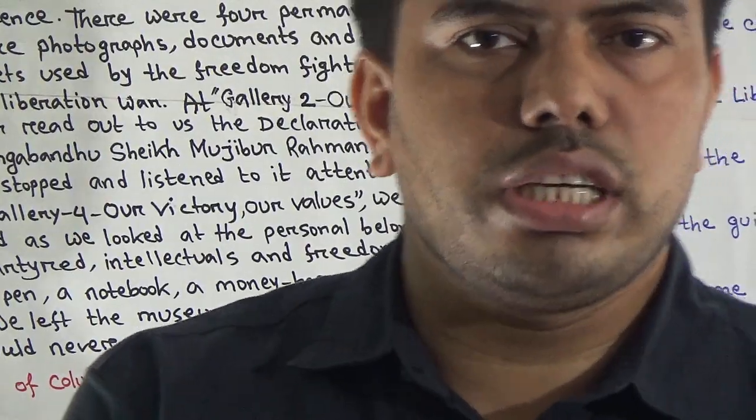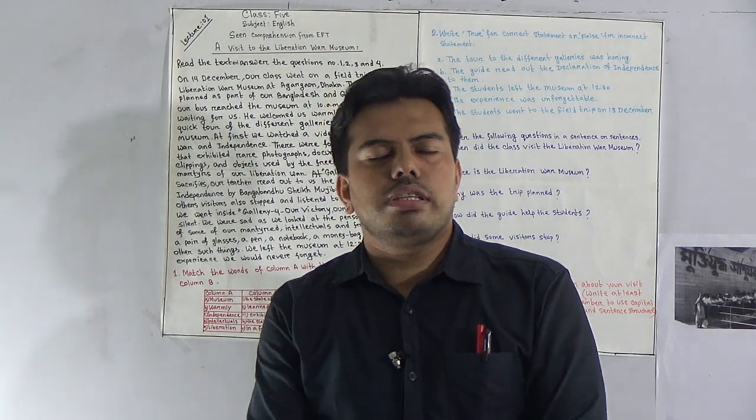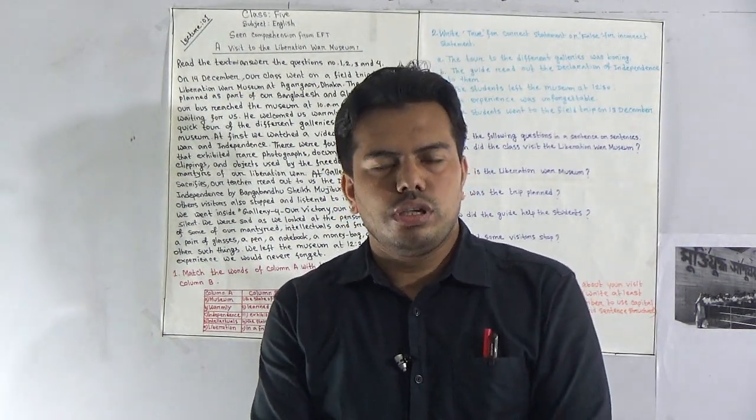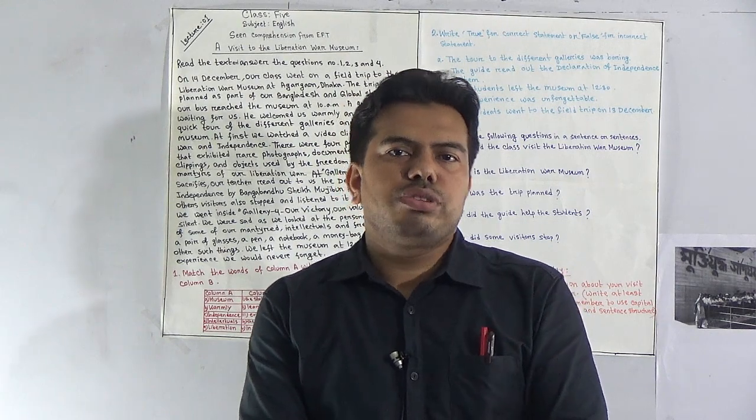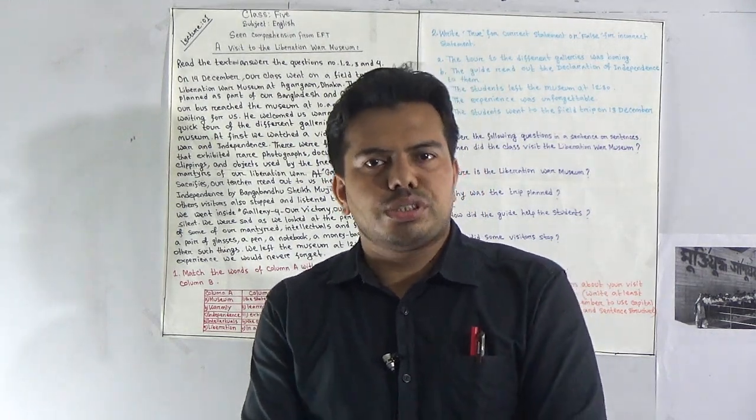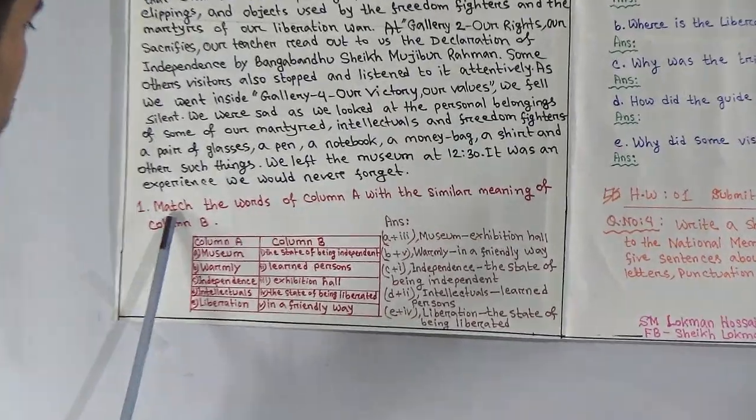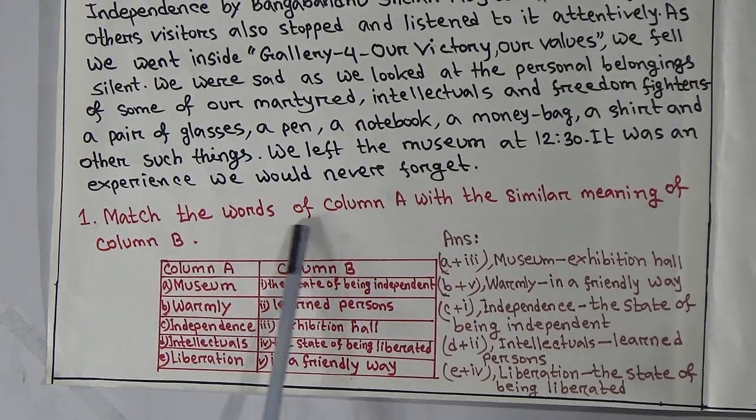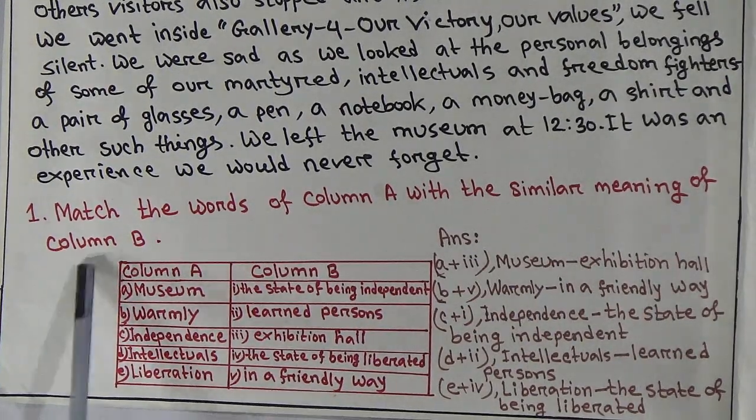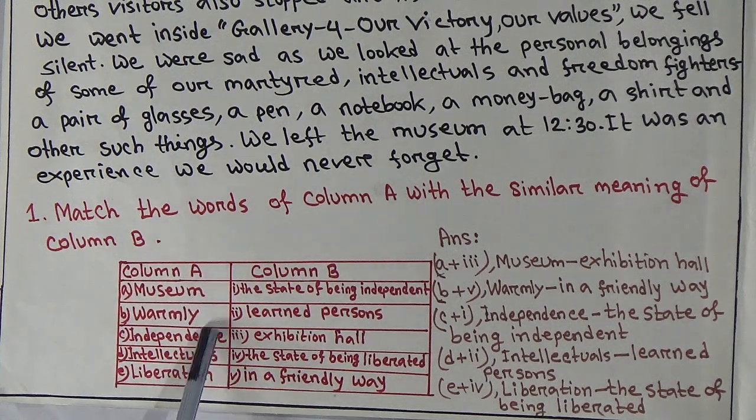So during this reading, you can underline specific information. You can use your pencil. Don't use a pen here over the questions. If you underline the specific information, it will be very easy for you to answer questions properly. Now, go to question number 1. It's about matching. Match the words of column A with the similar meaning of column B. In column A, some words will be given. In column B, the explanations of these words are given, but you have to match them because they are given randomly. You have to arrange the answers properly.